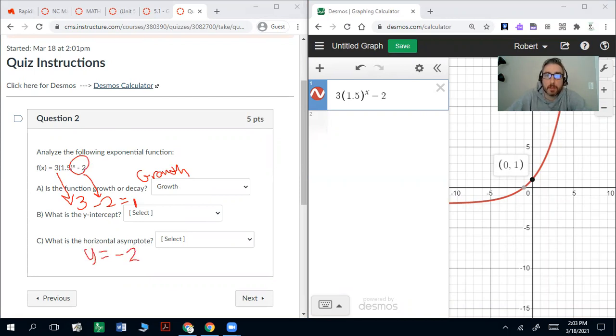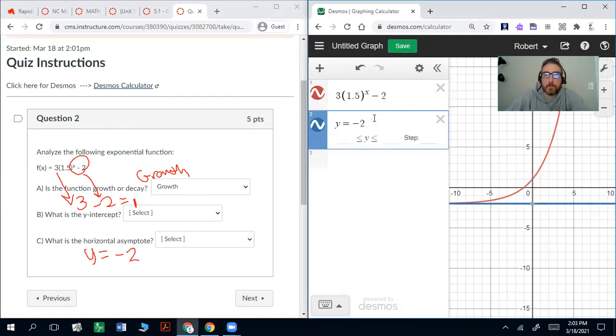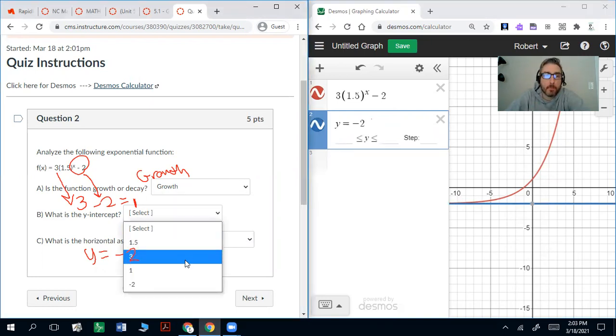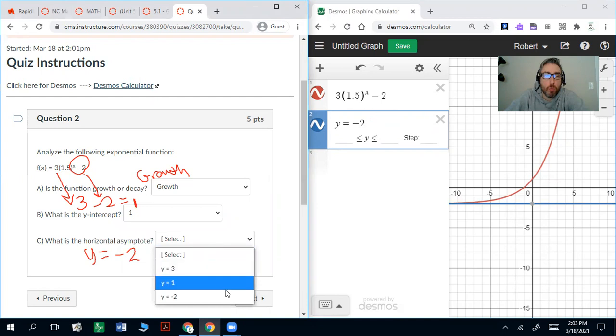And that looks like this. Just like that. So growth, 1, negative 2.